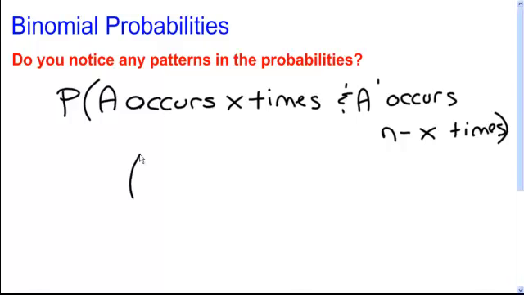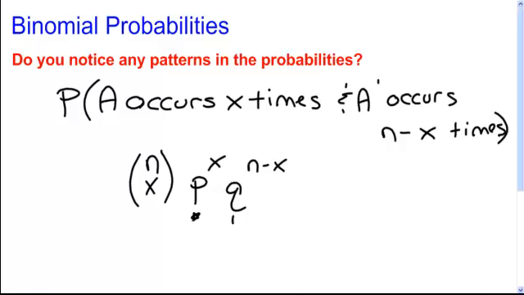We figure this out by N choose X of P to the X and Q to the N minus X, binomial distribution. But now keep in mind we're doing probabilities. The probability of this occurring equals the probability of it occurring and then the probability of it not occurring to the rest of them. N choose X is N factorial over X factorial N minus X factorial, if you remember combinations.